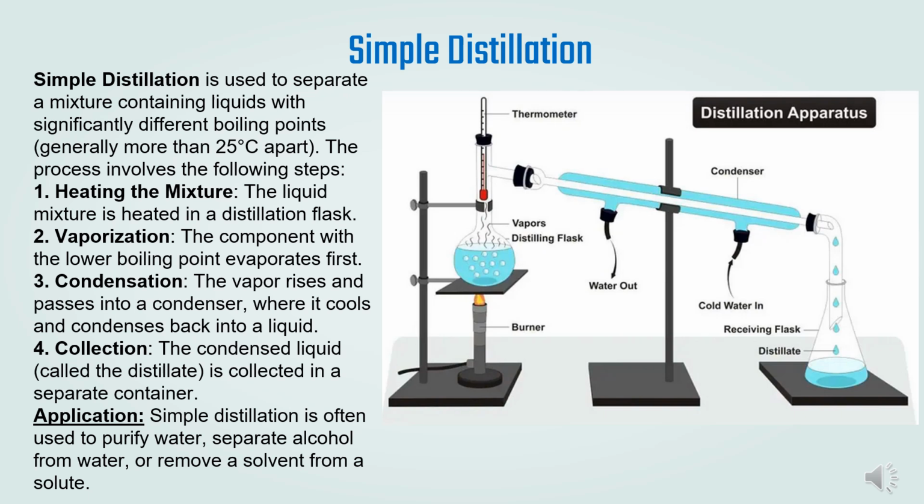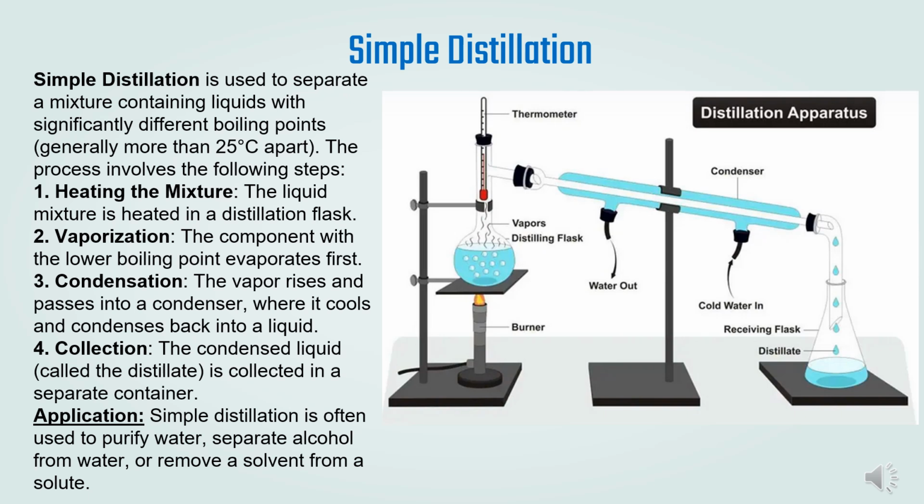What are the steps that we go through in simple distillation? Number one, heating the mixture, where the liquid mixture is heated in a distillation flask using the Bunsen burner. The second step, vaporization, where the component of the mixture with the lower boiling point will vaporize first. Third step is the condensation, where it happens in the condenser, where the vapor of the liquid that evaporated first rises and passes into the condenser, where it cools and condenses back into a liquid. So in the condenser, condensation happens, where the gas turns to a liquid.